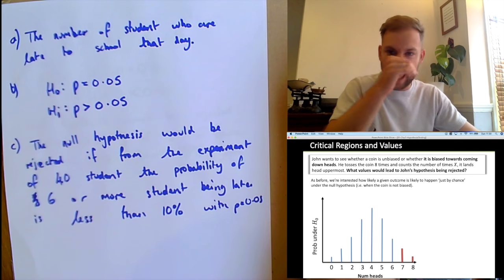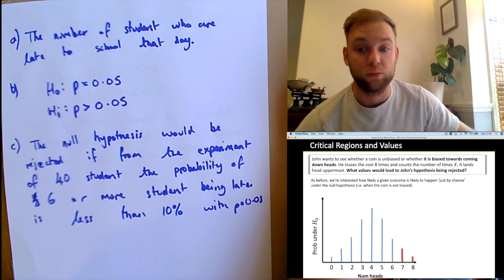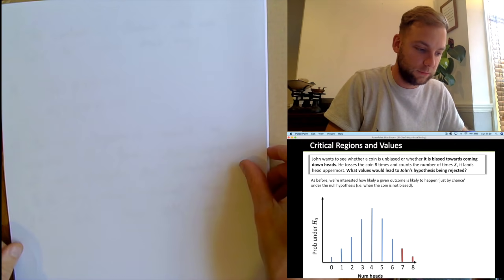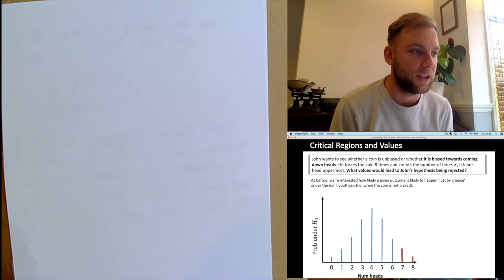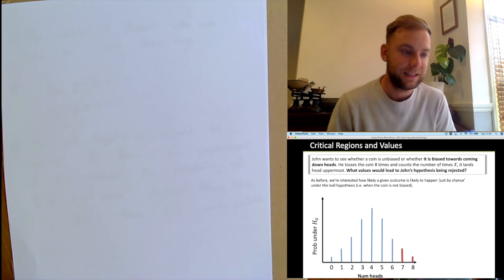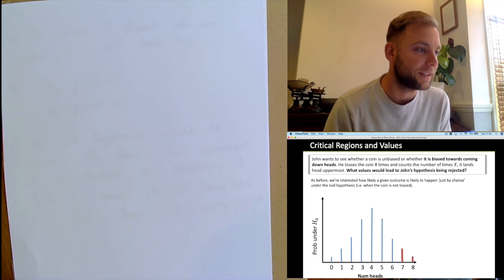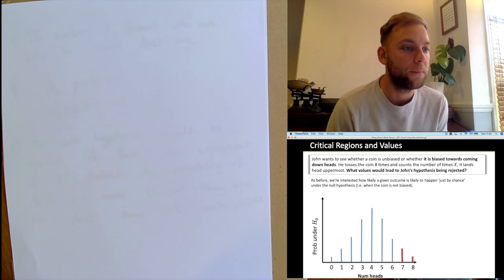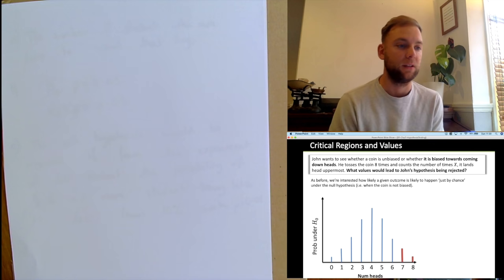Let's move on then. So we're going to have a look now at critical regions. Okay, critical regions and values. So John wants to see whether a coin is unbiased or whether it is biased towards coming down heads. He tosses a coin 8 times and counts the number of times X it lands on head uppermost. What value would lead to John's hypothesis being rejected?